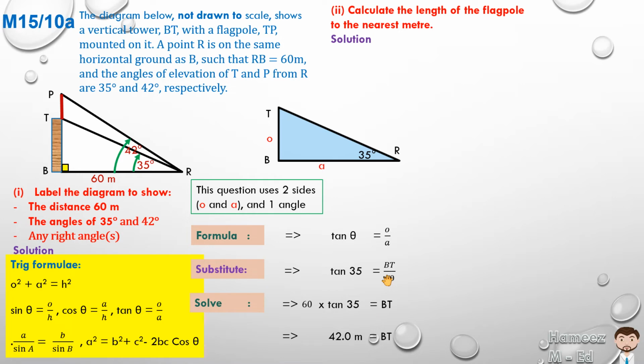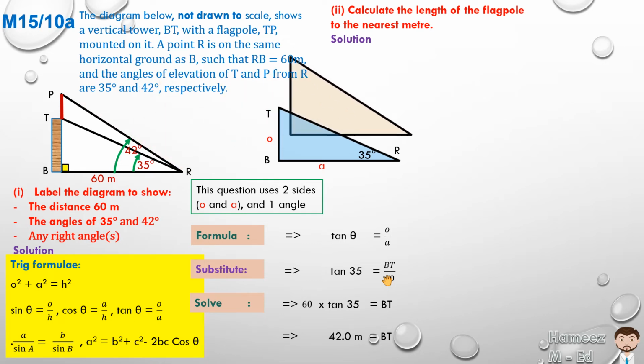And if we look at what they require, they want our answer to the nearest meter. So when we are doing our working, we would like to go to one extra place, and at the end, we can round it off back to the nearest meter. So we don't write 42 meters, but we write 42.0.